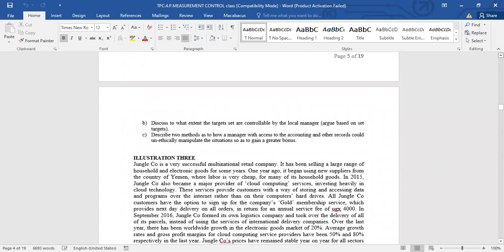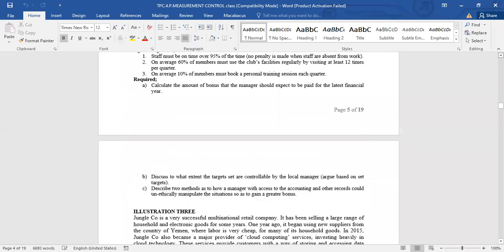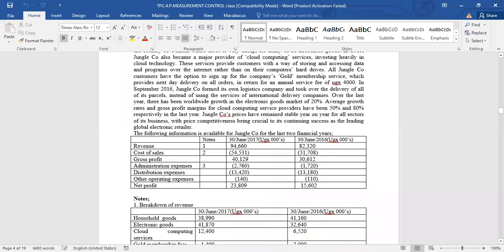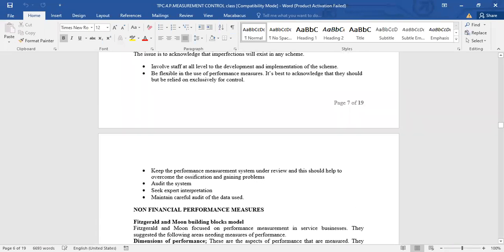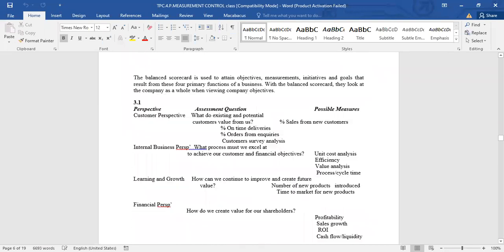Someone is asking about illustration 4. Compute expected. Okay. I still want to comment on that question. It's long, so it will take us time.